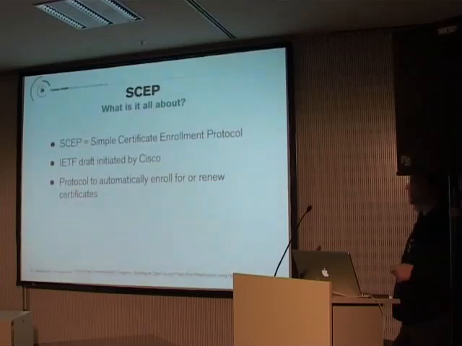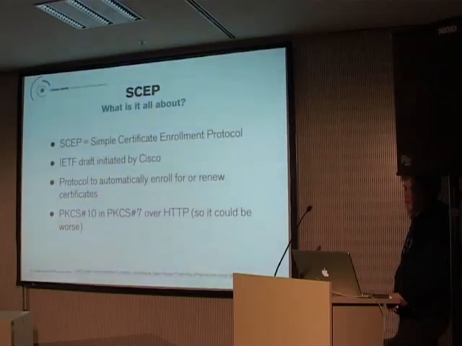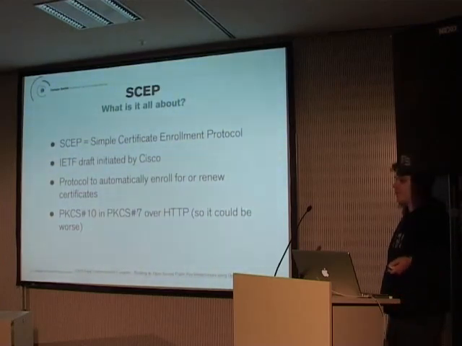SCEP can talk to the CA and say, okay, I'd like to have a certificate, please, or my certificate is running out, I have to get a new certificate. So how does it look? Basically, it's PKCS#10 wrapped in PKCS#7 over HTTP. So it could be worse. I mean, people could have come up with worse ideas.